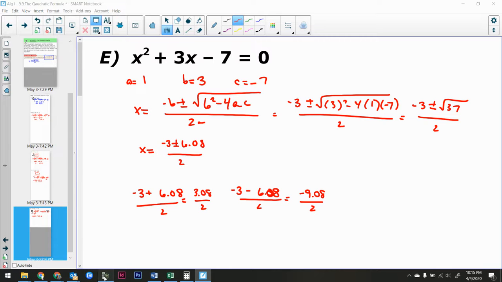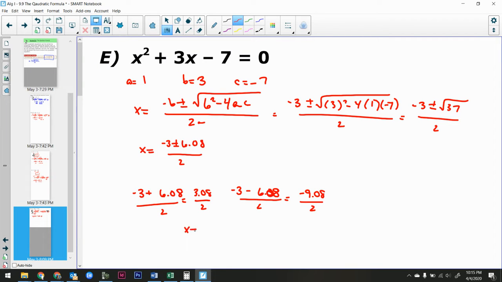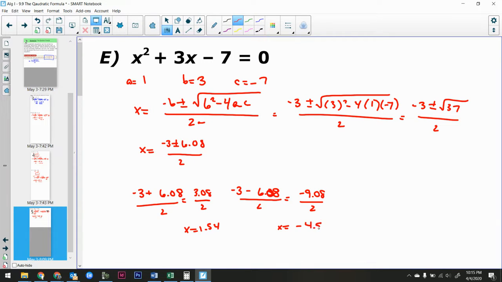Okay, so I'm going to go to my calculator. I'm going to say 3.08 divided by 2, 1.54. And then x equals, we got 9.08 divided by 2, 4.54, and that's a negative 4.54. So those are my two answers there. Again, for our purposes here, if you ever get something that's not a perfect square underneath that square root, that's okay. Just give it to me in decimal form.